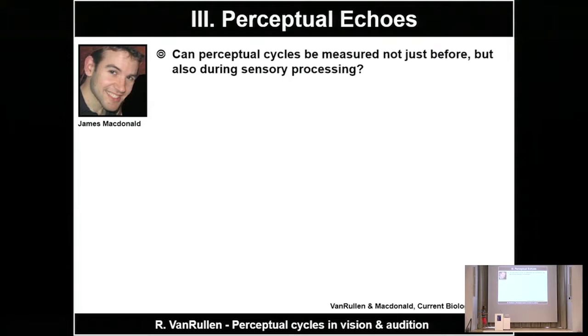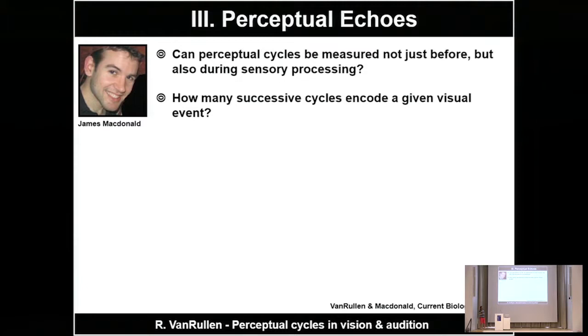And the second question we wanted to ask is, if the answer to the first is yes, of course, then how many successive cycles would be found to encode a given visual event? So suppose you present an event at time zero. Will this visual event, this flash, for example, be encoded only in the next available cycle and then forgotten? Or is the brain going to carry over some memory of this information from cycle to cycle? And if so, then for how many cycles?